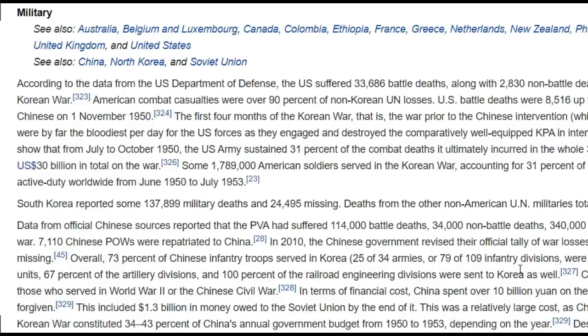In terms of Chinese deaths, again I'm going through the wiki at the moment, so I'm not sure about the source or the numbers. It says they suffered 114,000 battle deaths, 34,000 non-battle deaths, 340,000 wounded, and 7,600 missing. And you've got to understand, back then the Chinese were very poor. They didn't really have much of a technological army. They did not have an air force. They did not have a navy. They hardly had any technology they were fighting with. It's pretty much with guns. So those numbers on the Chinese side are not that much compared to what the US had suffered and what the South Koreans had suffered as well.